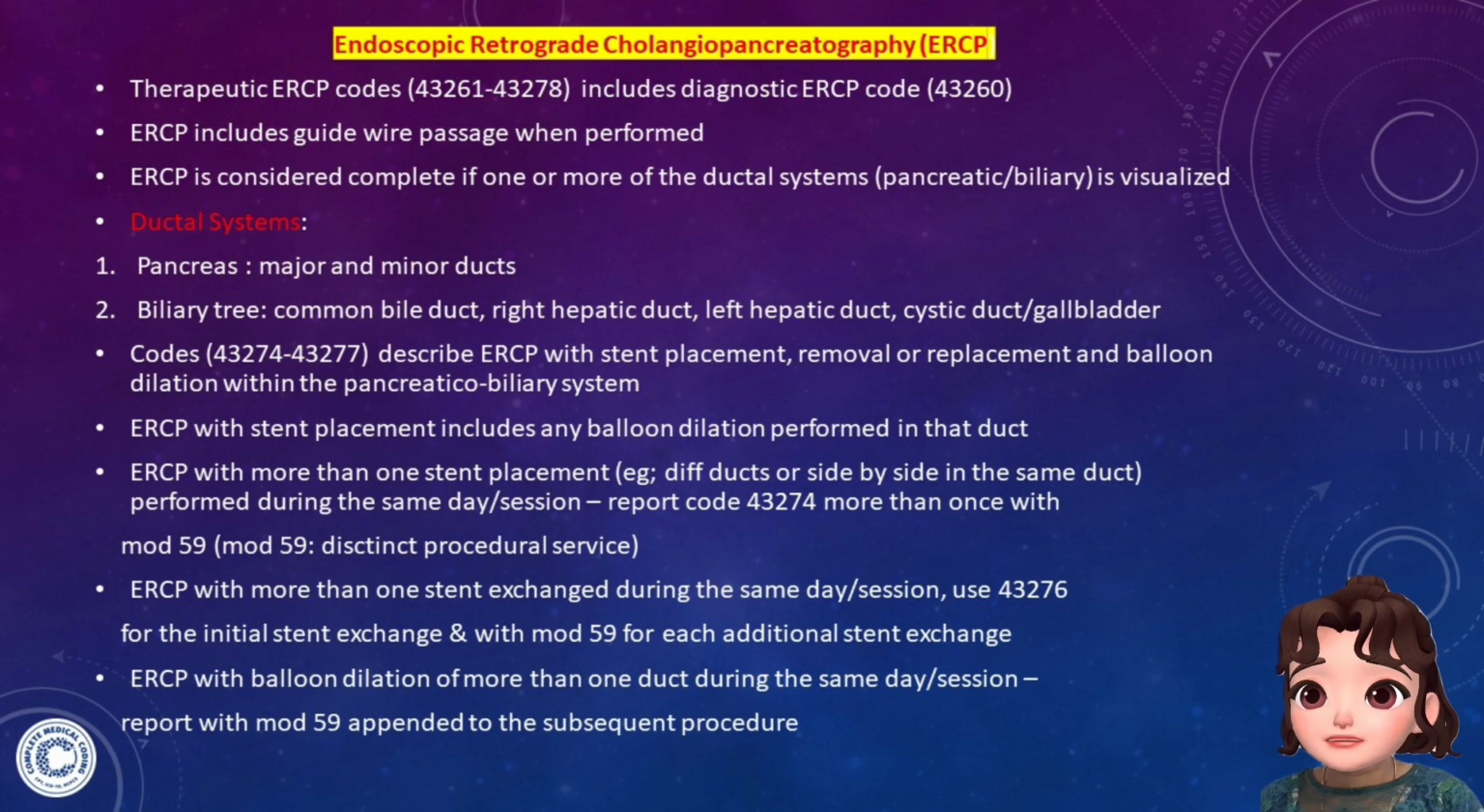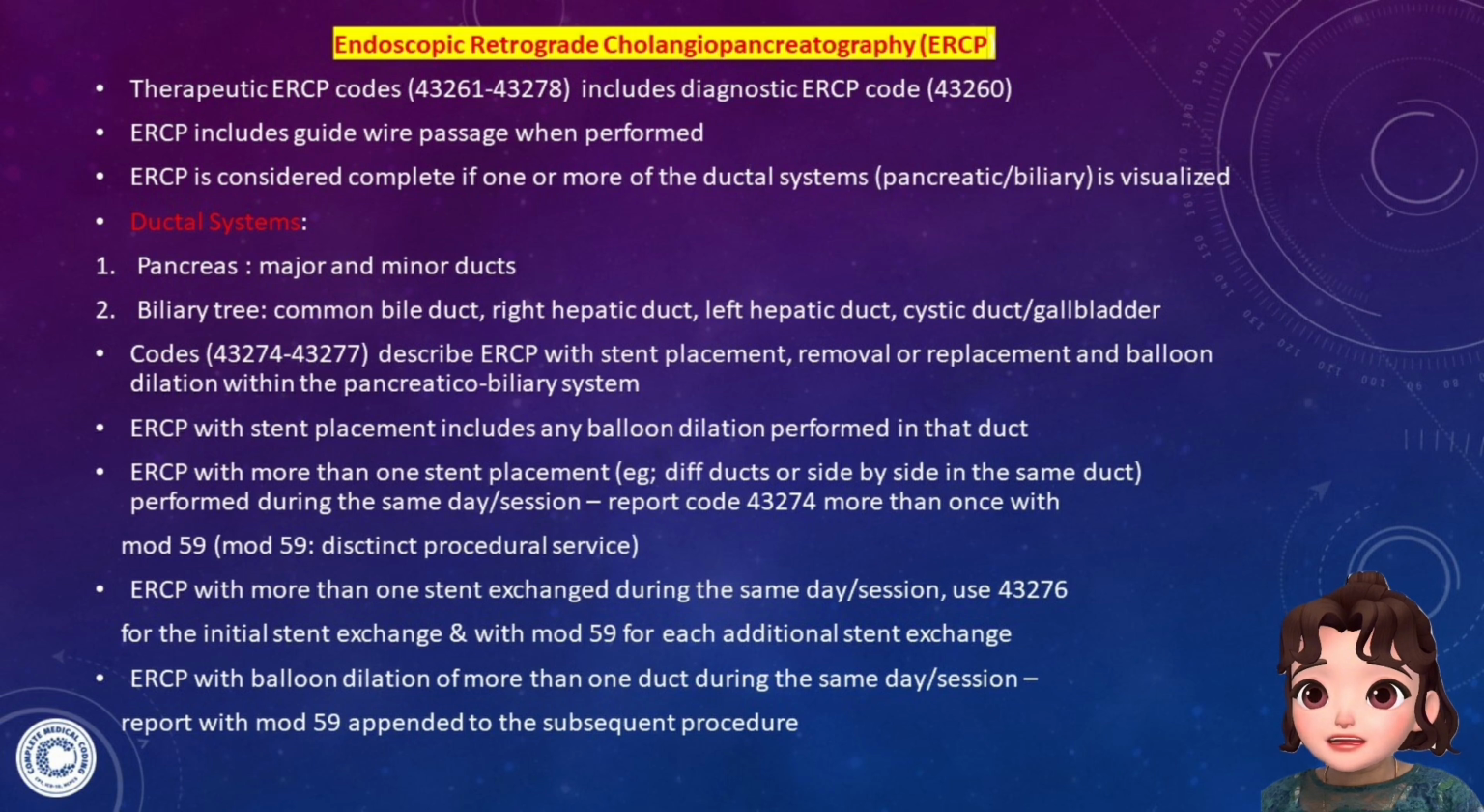Next, codes that ranges from 43274 to 43277 describe ERCP with a stent placement, removal or replacement and balloon dilation within the pancreatic biliary system. These are just the code ranges that describe the stent placement, removal or replacement. When we discuss practice questions, you will be getting more idea about all this. ERCP with the stent placement includes any balloon dilation performed in that duct. So if it is with the stent replacement, it means balloon dilation is also included.